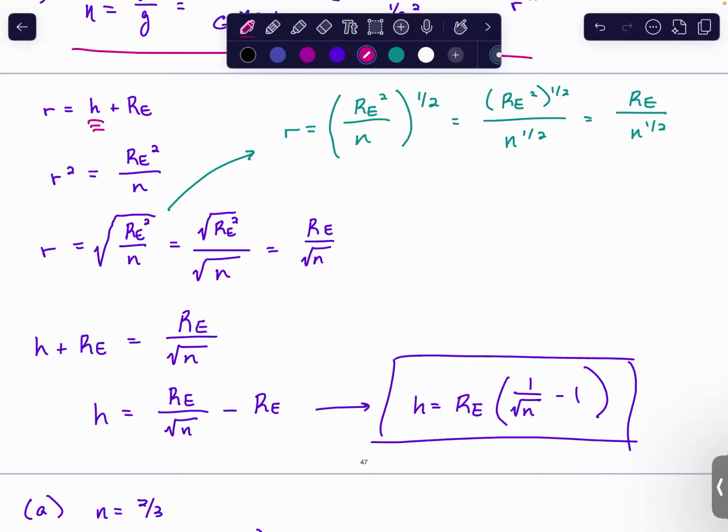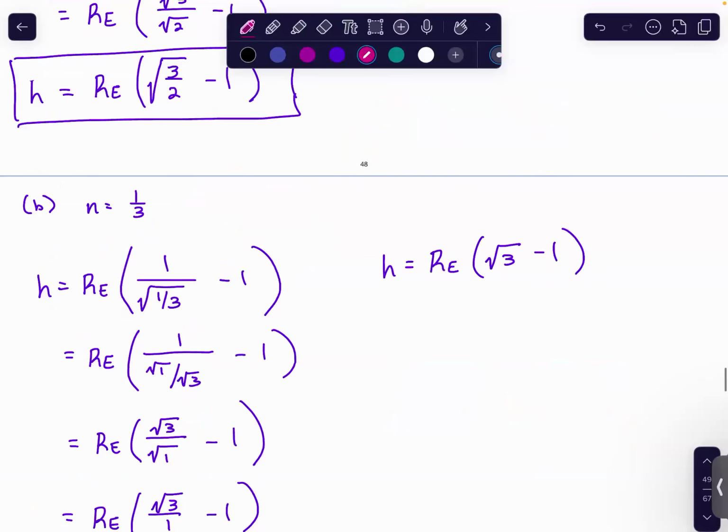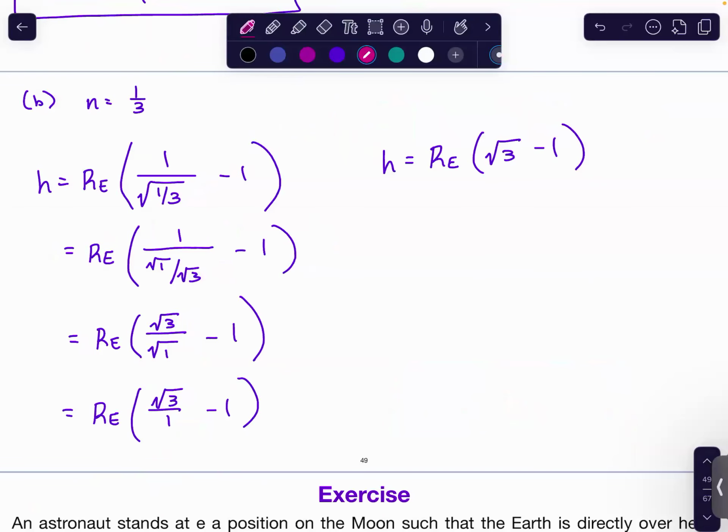And so we plugged in the h plus the radius of the Earth and solved for h to get our generalized equation. Then from there, you can plug in your value of n and solve for each individual altitude. And again, if you went from here, you could plug in the radius of the Earth, look up that number, and you would get an actual altitude at which the new gravitational field would be, either n equals 2/3 or n equals 1/3 the original gravitational field of Earth.